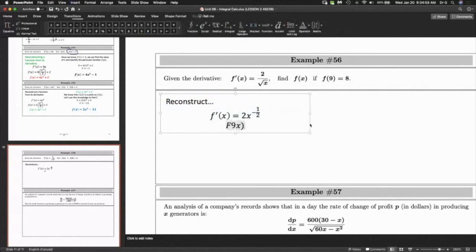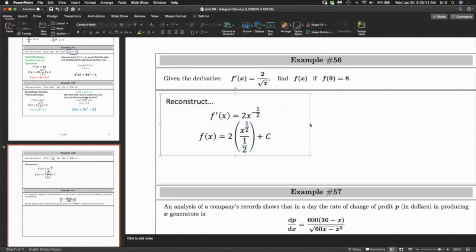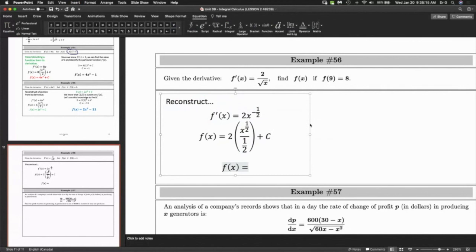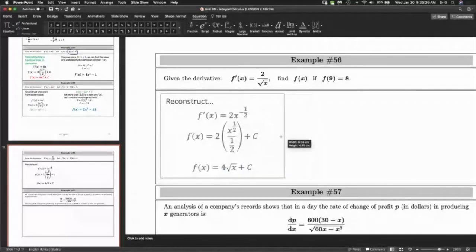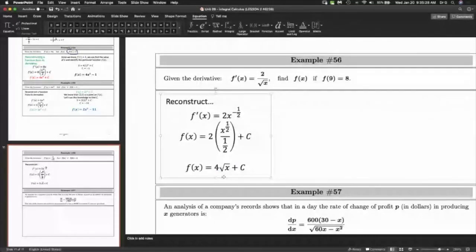So then we get f of x is equal to negative a half plus 1 is positive a half. That's positive a half. So that equals 4. Now you're going to be like, hey, buddy, what did you do there? Why'd you write a root?